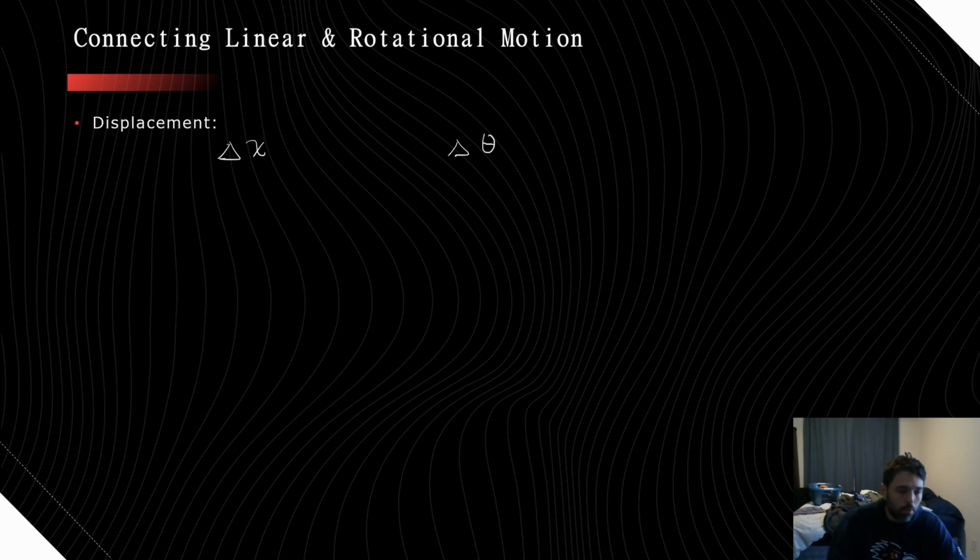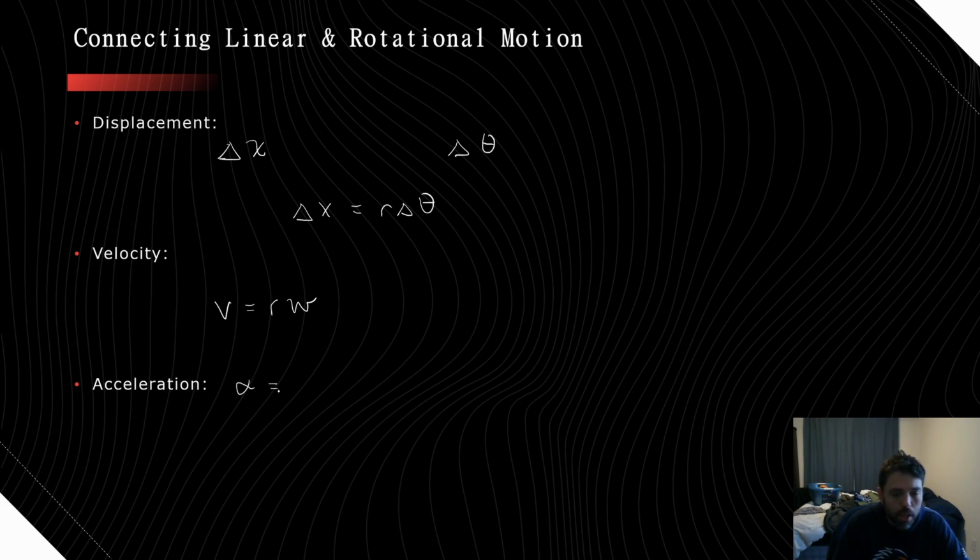I'm not going to go through why this works, although you can probably figure it out on your own. It has to do with the circumference of a circle. But the way it works is this. If I want to convert between these two, delta x will equal delta theta times the radius r. That's it. For velocity, if I want to convert to linear velocity, I take the angular velocity omega multiplied by r, whatever the radius is of the object that's spinning, and that'll give me the linear velocity. For acceleration, same thing.